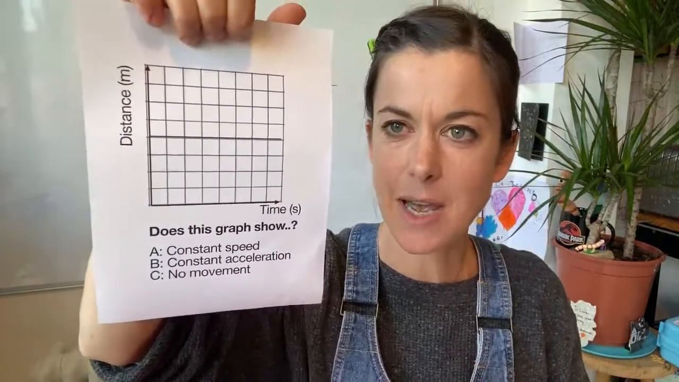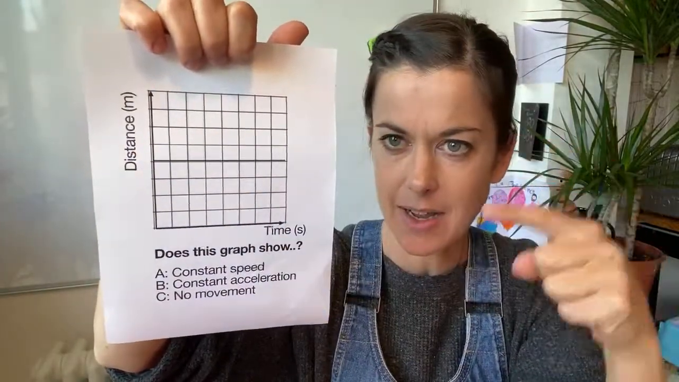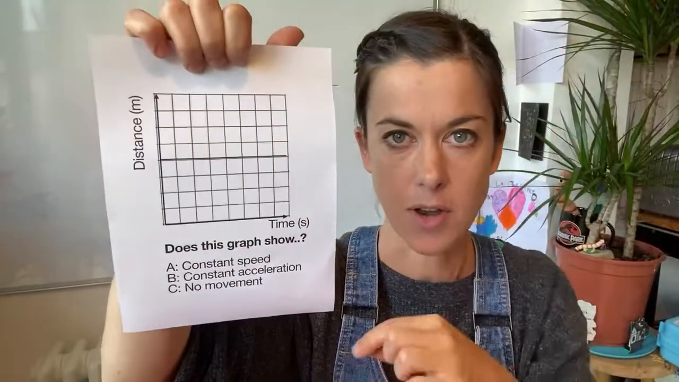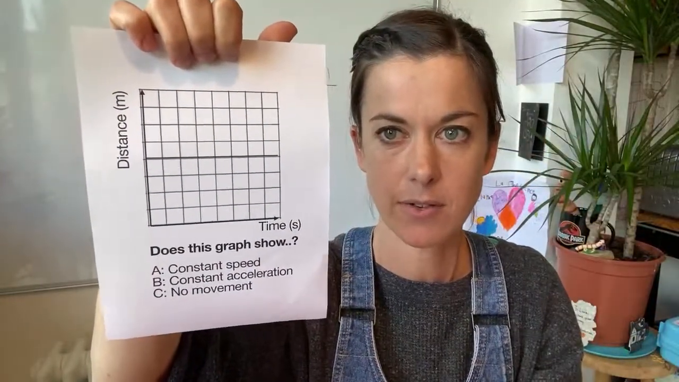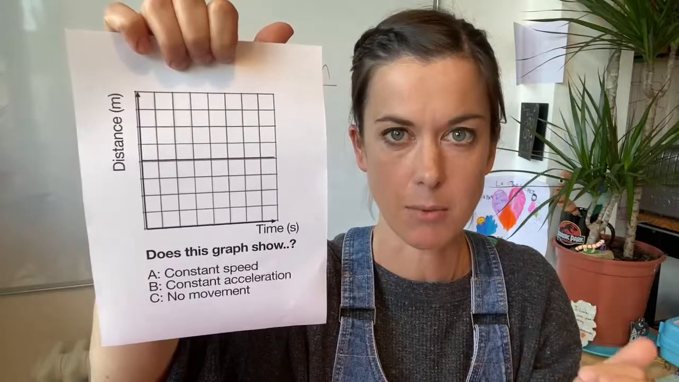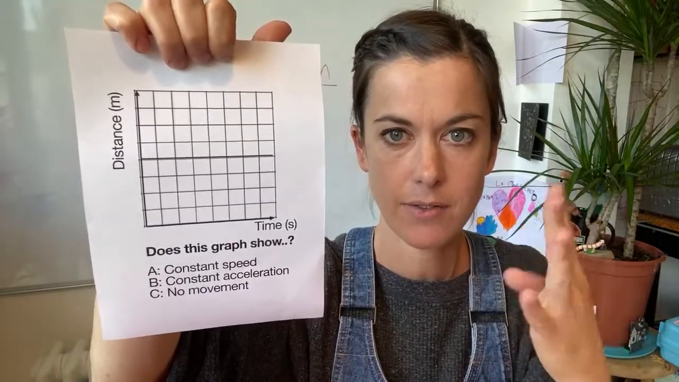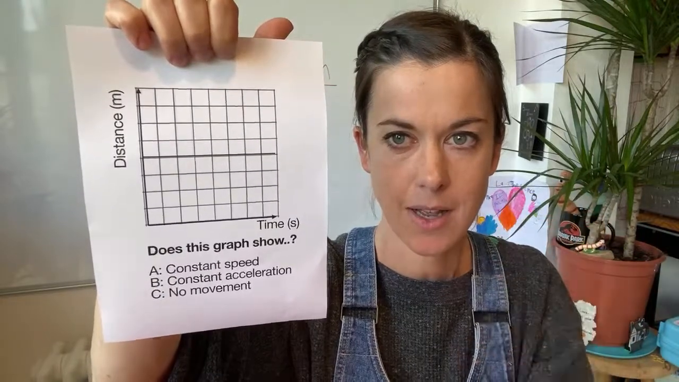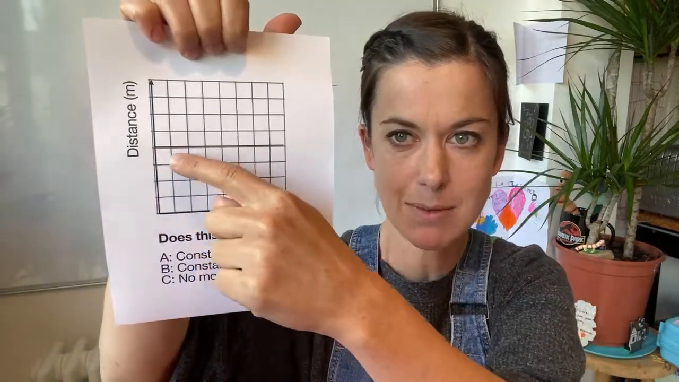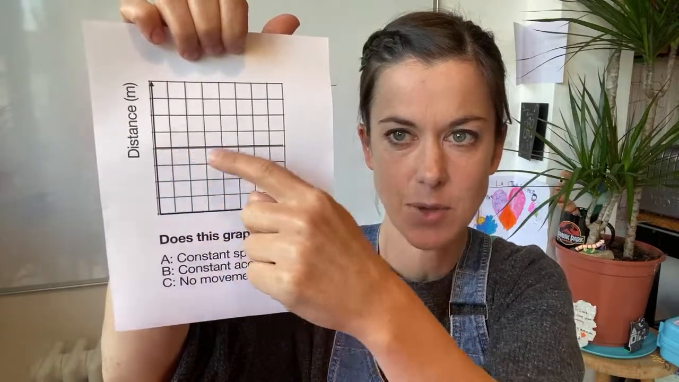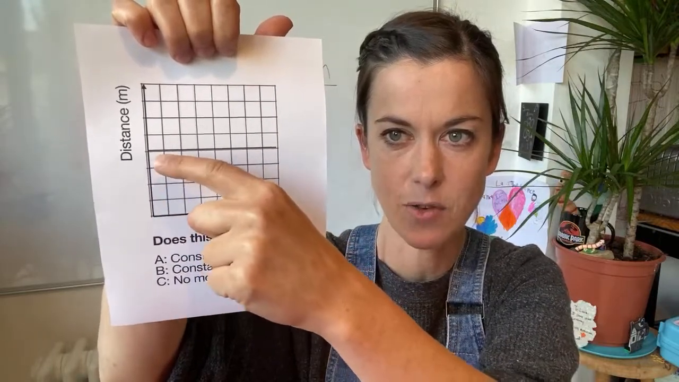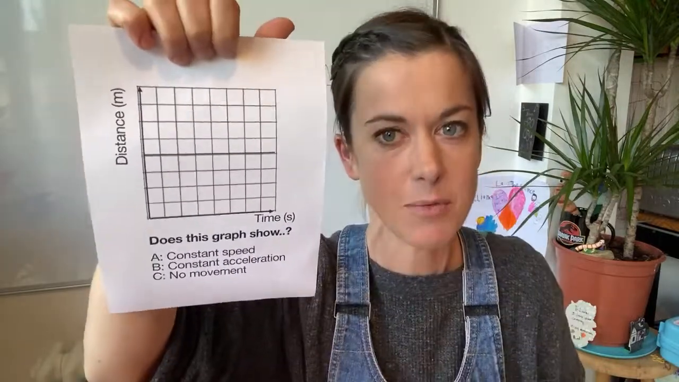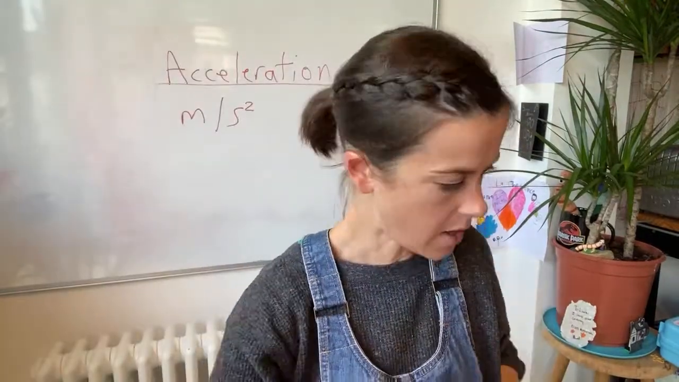Here we've got a distance time graph with just a straight line. What is this showing? Is it constant speed, constant acceleration, or no movement? 5, 4, 3, 2, 1. Well, time is going by, but this thing isn't moving from wherever it is. Someone started studying it when it was like, I don't know, 4 metres away, and it's still there as time goes by. So the answer is C, no movement. Well done. Whew. Right.